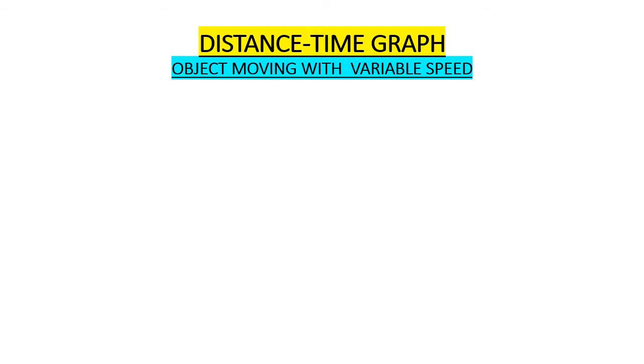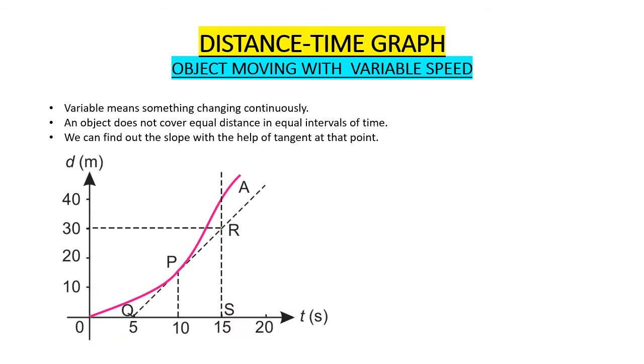The next graph is object moving with variable speed. What is variable speed? Variable means when something is changing continuously, it is not constant, it is varying continuously in a random way. When an object doesn't cover equal distance in an equal interval of time, it means its speed is not constant, it is variable. At a particular instant, if its speed is 10 meter per second, and at another instant its speed is 20 meter per second or 30 meter per second, or it decreases to 5 meter per second, then the speed is not constant, it is varying continuously.